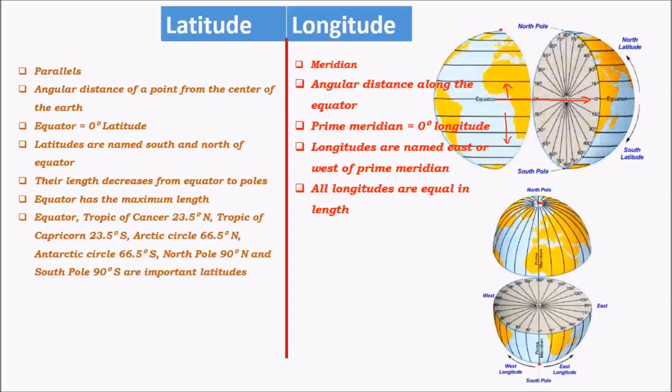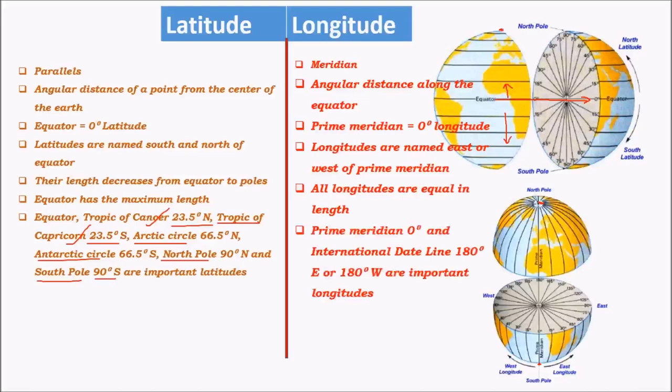The important latitudes are the Tropic of Cancer, which is 23.5 degrees north. Somewhere here, 23.5 degrees north, it runs through India. It cuts India into nearly two equal halves. And the other one is the Tropic of Capricorn, which is 23.5 degrees south latitude. Other ones are the Arctic Circle and Antarctic Circle, which are respectively 66.5 degrees north and south latitudes. And the North Pole and South Pole are point latitudes, which are the extreme ends of latitudes.